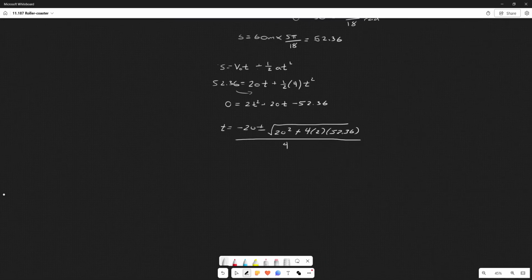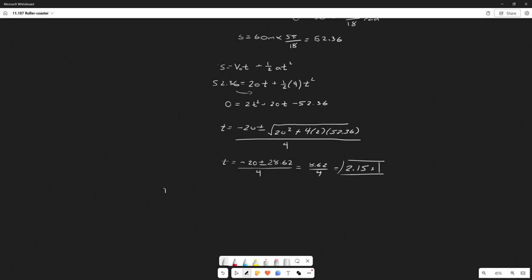So I continue working this out. I get that t equals negative 20 plus or minus, when I take the square root, I get 28.62, all over 4. So I'm going to get one that's positive and one that's negative. I want to keep the answer that's positive. So I get t equals 8.62 over 4. So this is 2.15 seconds. That's the time it takes for the roller coaster to travel along that path of the curve. So that is the answer to part A.